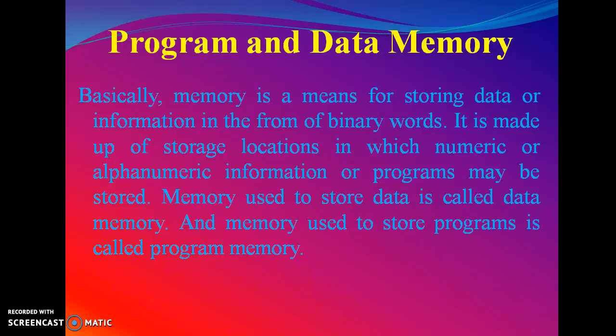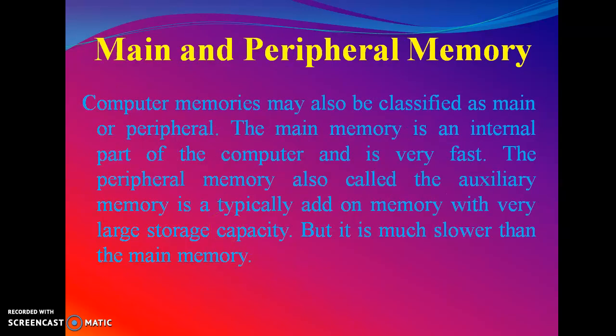Basically, memory is a means for storing data or information in the form of binary words. It is made up of storage locations in which the numeric information or the program may be stored. Memory used to store data is called the data memory, and memory used to store the program is called program memory.